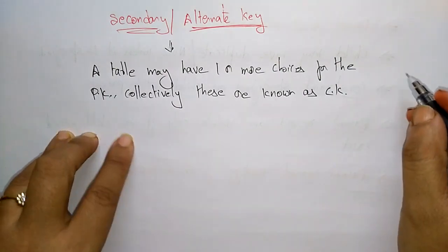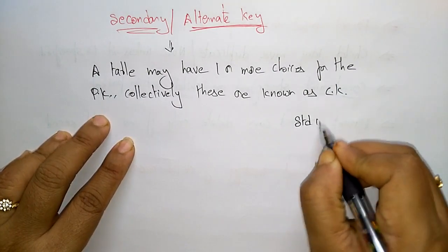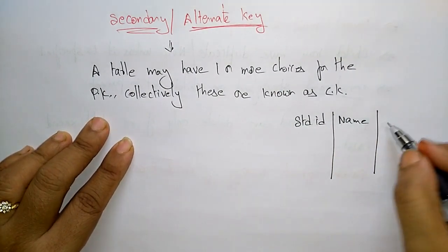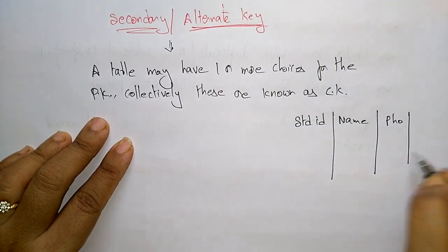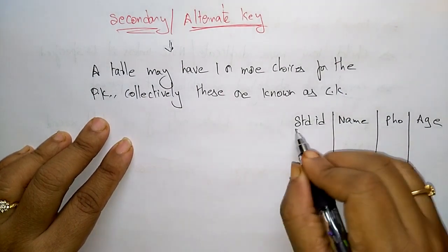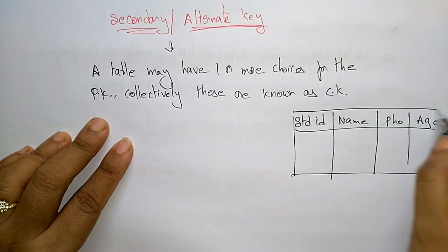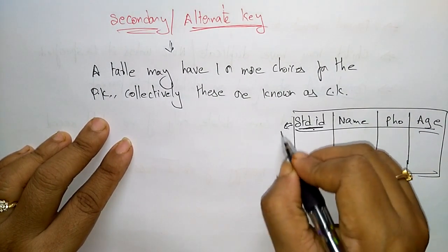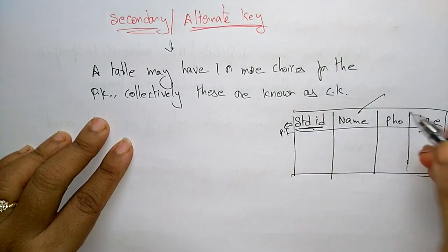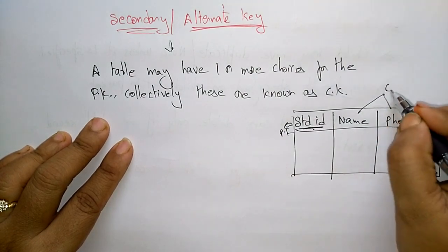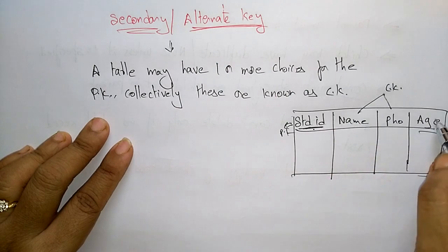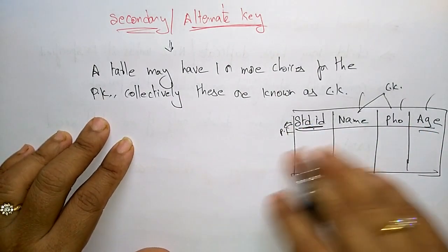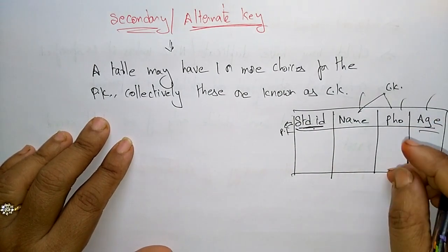So if a table contains, suppose a student ID, name, phone number, age. So this is a table. In this table, if suppose the student ID is acting as a primary key, the remaining two items are acting as candidate keys. So all the remaining keys, other than primary key, you call it as a secondary key or alternate key.